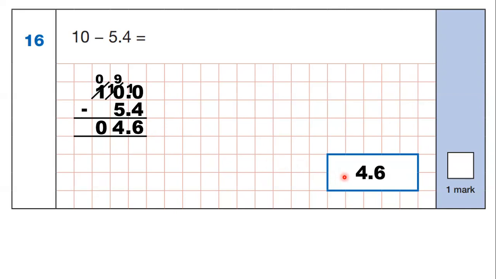So 10 minus 4 is 6, 9 minus 5 is 4, and 0 minus nothing is 0, so our answer is 4.6. You might have been able to solve this more quickly by first taking 5 from 10 to get 5, and then taking away the 0.4 from 5 to get 4.6. Or you might spot that 54 and 46 make a number bond to 100, so 5.4 and 4.6 make a number bond to 10.